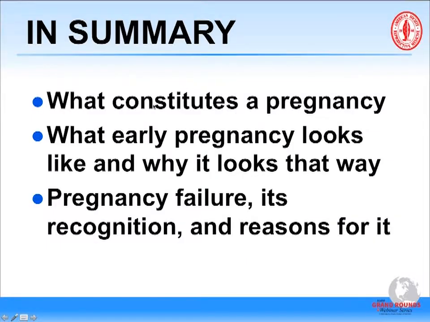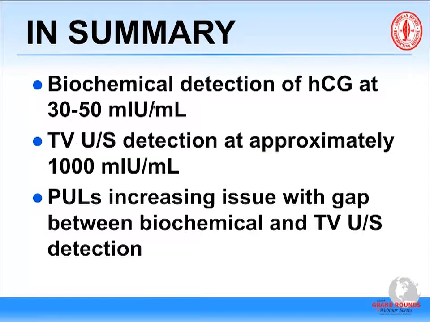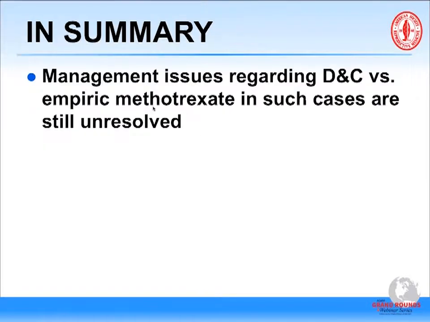So in summary, we talked about what constitutes a pregnancy, what early pregnancy looks like and why. Pregnancy failure, how to recognize it, why it happens. Biochemical detection at 30 to 50. Transvaginal ultrasound in a normal uterus at about 1,000. And how these PULs are an epidemic because of the home pregnancy test and the widening gap between biochemical detection and transvaginal ultrasound confirmation. And finally, we touched on some management issues regarding D&C versus empiric methotrexate and realized that there's no data to support this. I thank you very much for your attention.